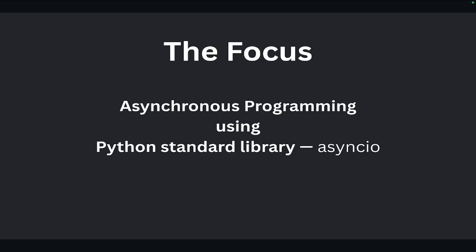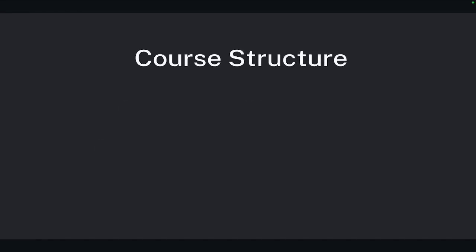We have structured this course into 6 modules. In the first 5 modules, we will focus on async programming without touching FastAPI. That's the right way to build a strong foundation. Once we have a good understanding of async programming, we will apply those concepts in FastAPI in module 6. Let's take a look at the course structure to get you more excited.